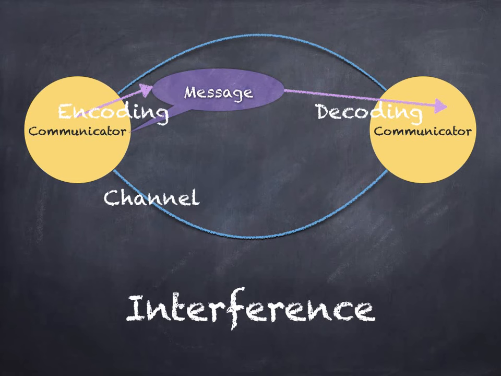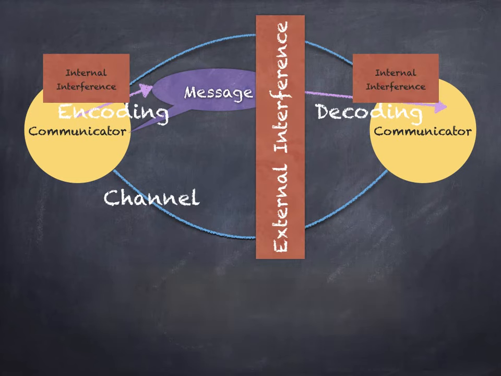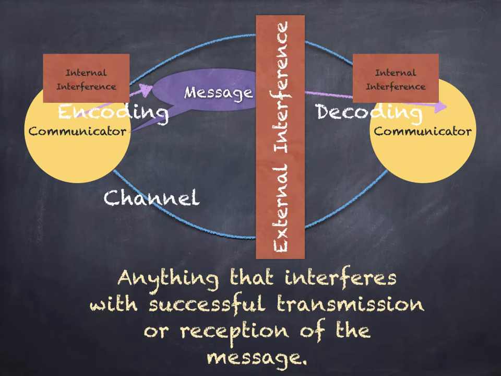It can be. If you've ever been to a rock concert and tried to have a conversation with the person next to you, you've experienced interference. Interference is simply anything that interferes with successful transmission or reception of the message. And it comes in two flavors. What I just described at the rock concert is external interference.